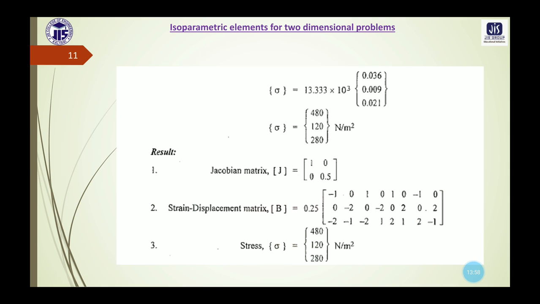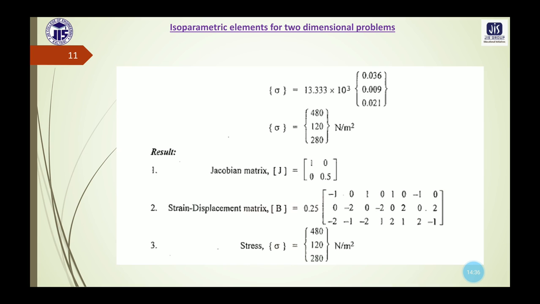So the final result is written here. That is the first part of the numerical. It is the Jacobian matrix calculation, which we got here as this 2 by 2 matrix, 100, 0.5. And the value of the strain displacement matrix B is given here as 0.25 multiplied by a 3 by 8 matrix. And the third part of this numerical, that is the calculation of the element stress, which is the sigma vector, which is a column matrix of 480, 120 and 280 Newton per meter square.